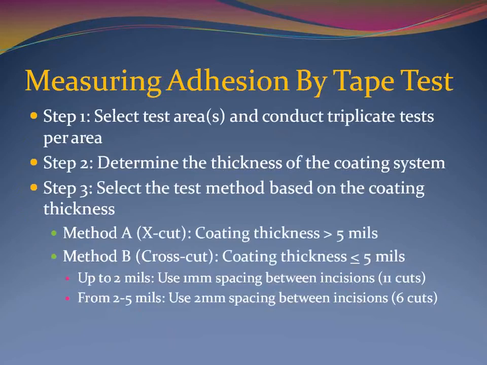Selecting a test area is perhaps the most difficult part of adhesion testing, particularly if you are evaluating an older coating system that has been maintained by touch-up painting over many years. It is well beyond the scope of this webinar to provide direction on where to test and how many tests to perform. However, you should test several areas and perform triplicate tests in each area to ensure you are obtaining representative adhesion data. If you are testing the adhesion of a new coating system, you may want to minimize the number of locations that you test to reduce the amount of touch-up required.